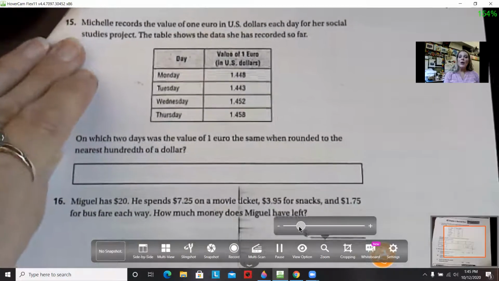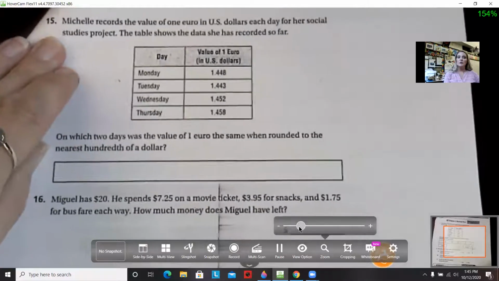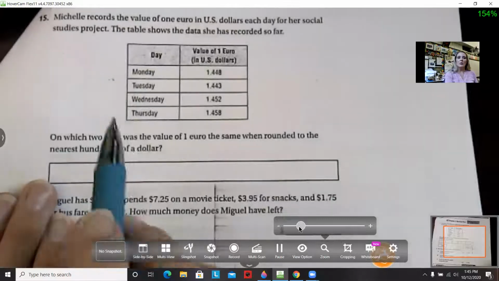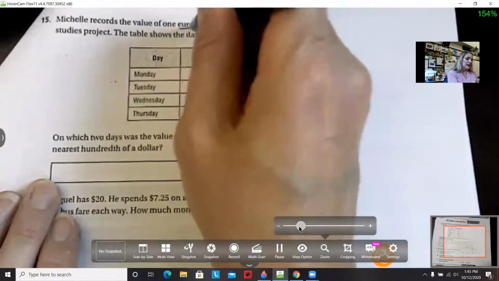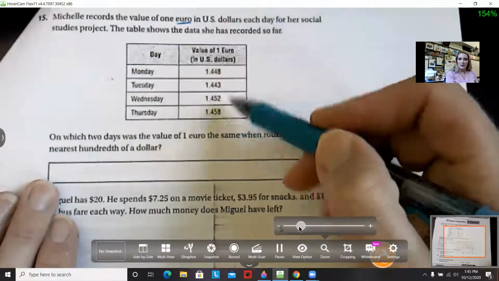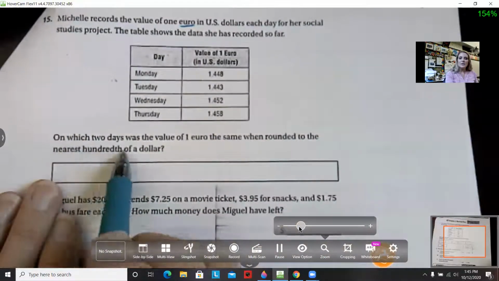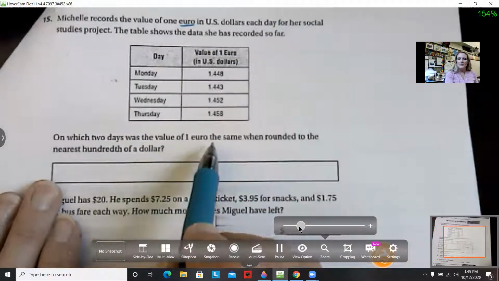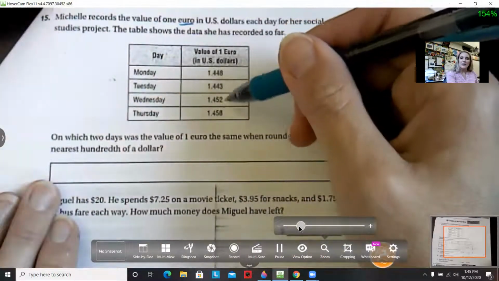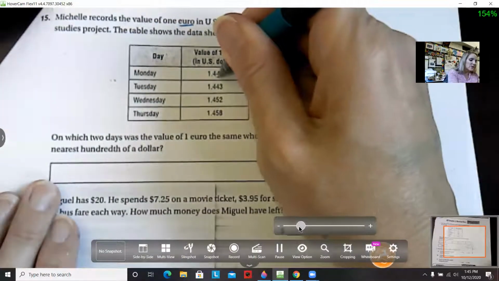Michelle records the value of €1 in US dollars each day for her social studies project. Remember what I told you before, when you go to a different country, you can't spend American dollars. They don't want American money. They need you to exchange your money for their money. Okay, so this is in Europe where they use the euro. That's the name of their money. And here is how much €1 is in American dollars. It says here, on which 2 days was the value of €1 the same when rounded to the nearest hundredth of a dollar? So that means, kiddos, that I have to round each of these numbers to the hundredths place.